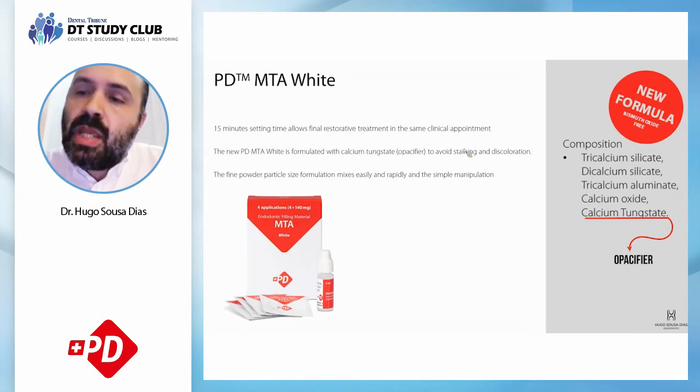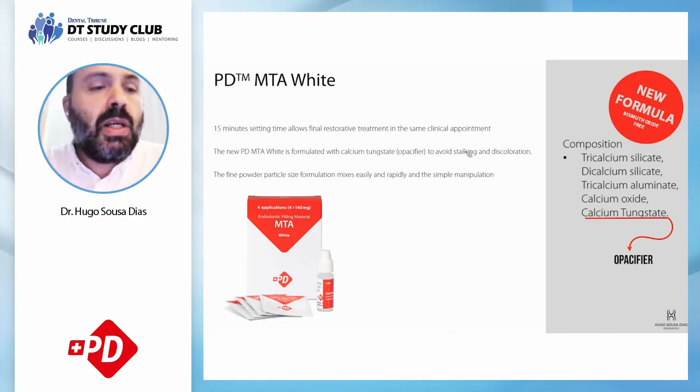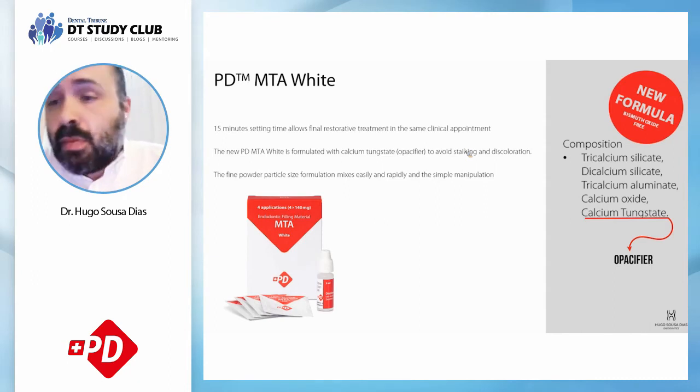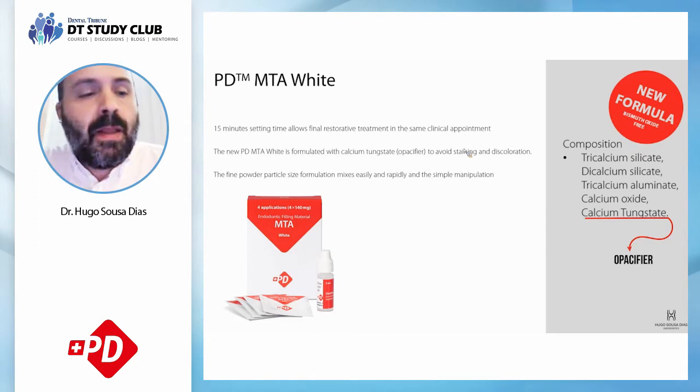And with these changes, they're going to have a better setting time, around 15 minutes, that allows doing the final restoration in the same appointment. The new version of MTA with a new opacifier agent avoids staining and discoloration of tooth structure. And because we are talking about white MTA, it has a fine powder particle size that is easier to manipulate and work with.